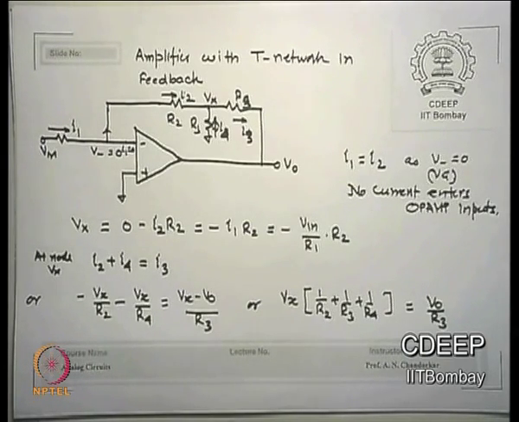What is my problem? Why do I not want to increase R2 for larger gain? Because if I increase R2, it will come very close to Ri. I do not want that to happen. So I said fine, what do we do now, I put a T network.